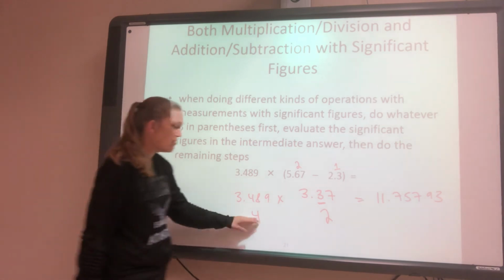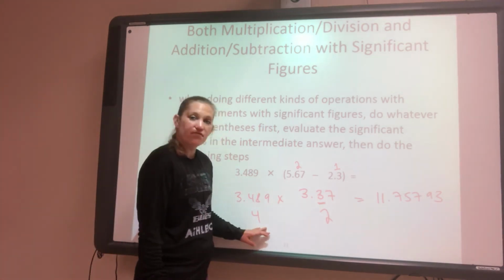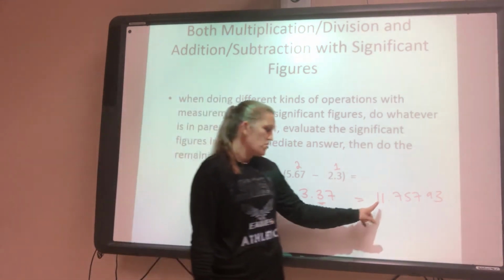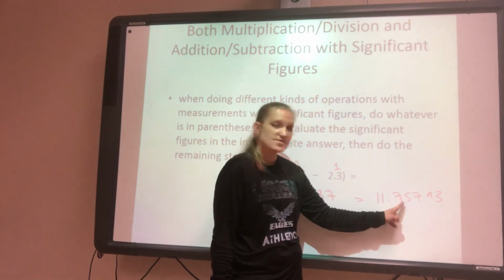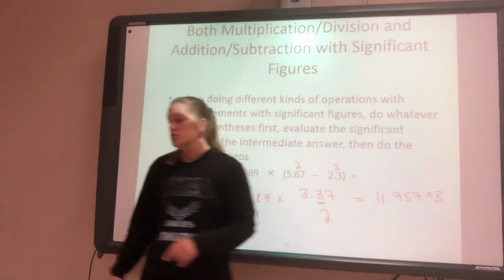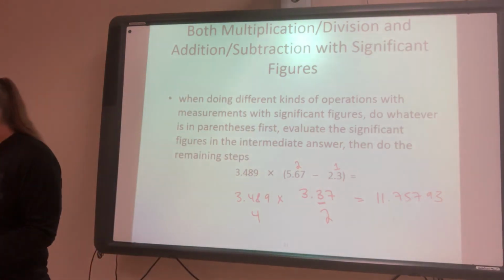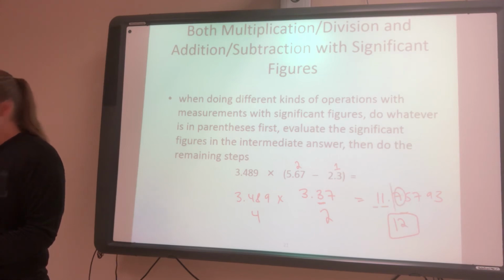So then my answer should be in the least number of significant figures, which is 2. So that counts, so it stops right here. This is a 7, so that means I round up. So my final answer is going to be 12. Because that counts, and because that's a 7, I round up.